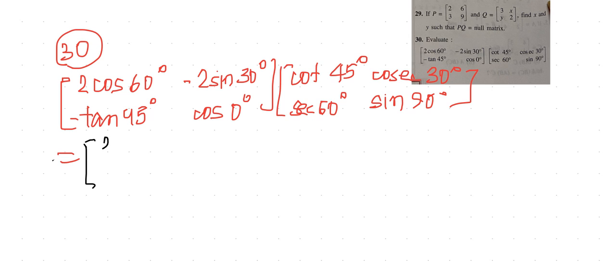Cos 60 is equal to half. So write down 2 into half, and here minus 2 into sin 30, which is also half. So this is going to be half. Minus tan 45. So tan 45 is 1. So you will be writing minus 1, and cos 0 is equal to 1. So you will be writing here 1. So this is your first matrix.